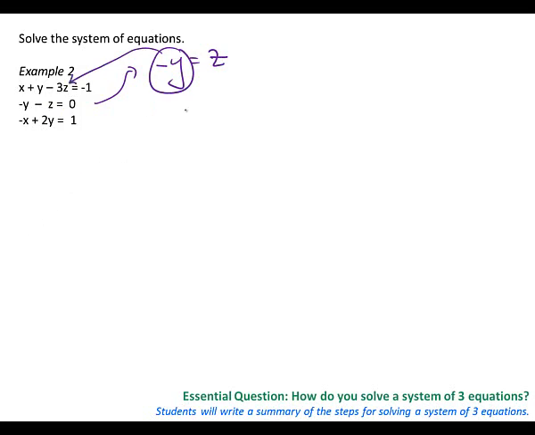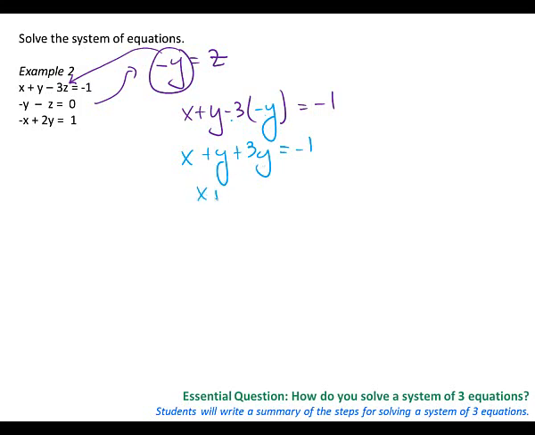Alright, so we've got x plus y minus 3 times something equals negative 1. This is where I'm going to take and plug in the negative y for the z. Alright. From there, let's do some combining like terms. So I've got x plus y. What's negative 3 times negative y? Positive 3y equals negative 1. What's y plus 3y? 4y equals negative 1.